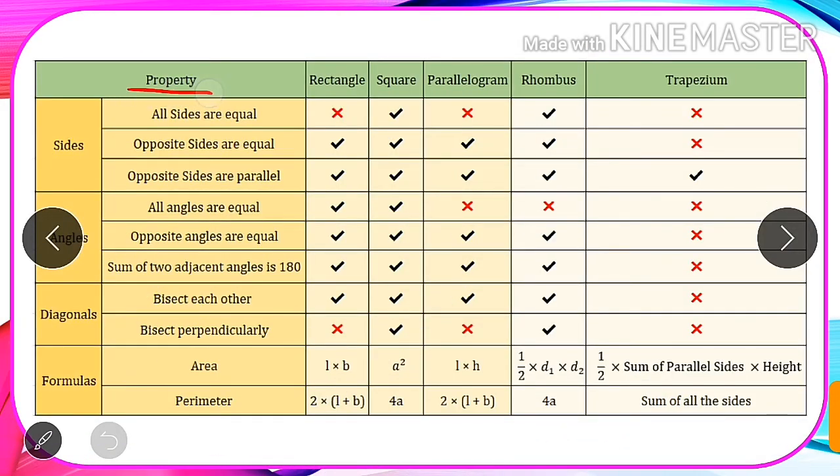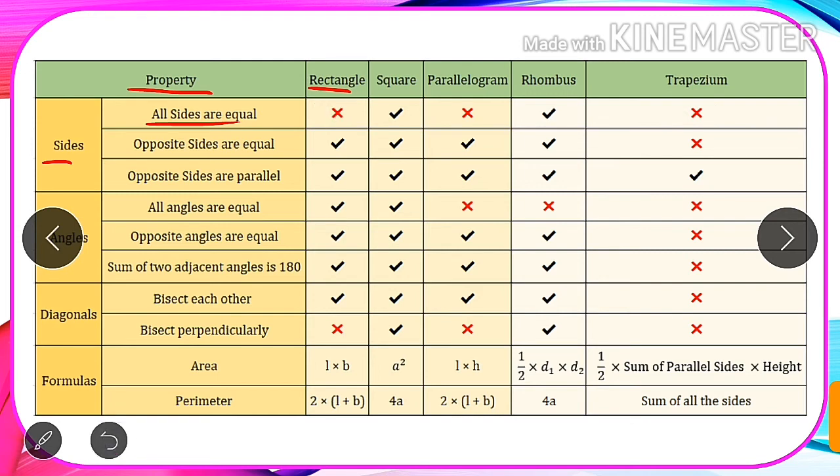So these are the properties. Here we have rectangle, square, parallelogram, rhombus, trapezium. All these are special types of quadrilateral. So first we will see sides. All sides are equal. In rectangle, all sides are not equal, therefore we have given a cross. In square, all sides are equal. Parallelogram, all sides are not equal. Rhombus, all sides are equal. In trapezium, all sides are not equal.